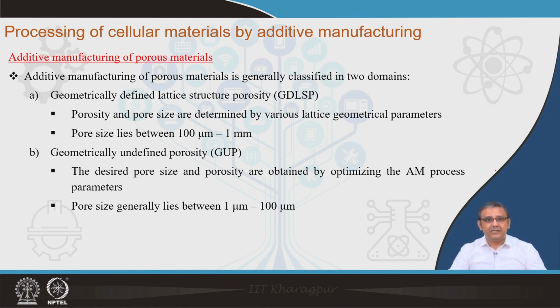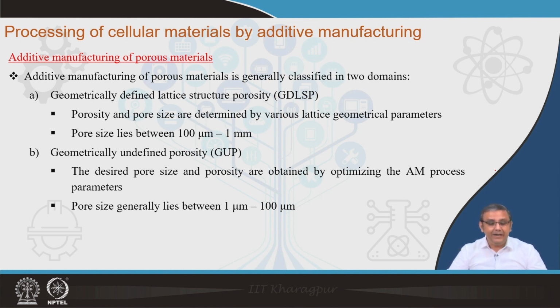The second process is called GUP, or geometrically undefined porosity. That means in this case the porosity that we obtain is not controlled by the initial design. As we will see afterward, the pores that we obtain in the cellular materials at this stage are controlled by the process parameters, not by the design parameters. So again we can differentiate: in GDLSP the pores are design controlled, whereas in GUP the pores are process parameter controlled.